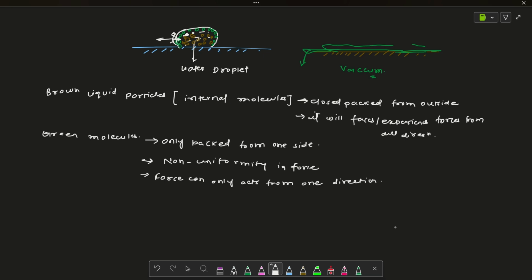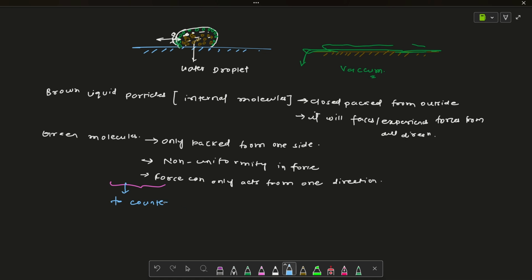So half of the neighbors are missing, so the mechanical effect that the surface is facing is known as surface tension. The particle deep inside experiences forces from all directions, but the particles at the interface do not experience forces from all directions. So there must be some mechanical effect, and the particles are not in equilibrium, which means something is acting.